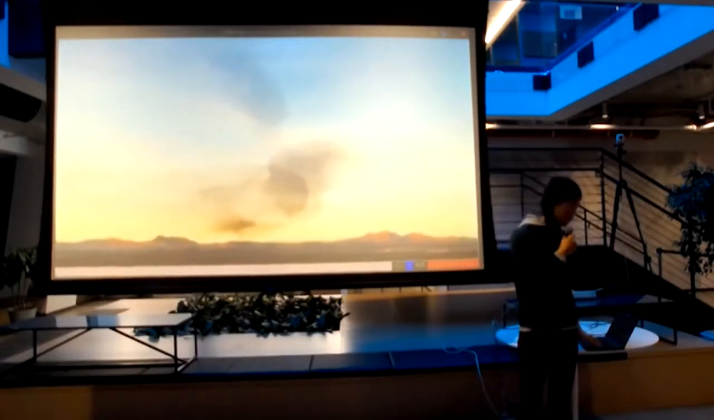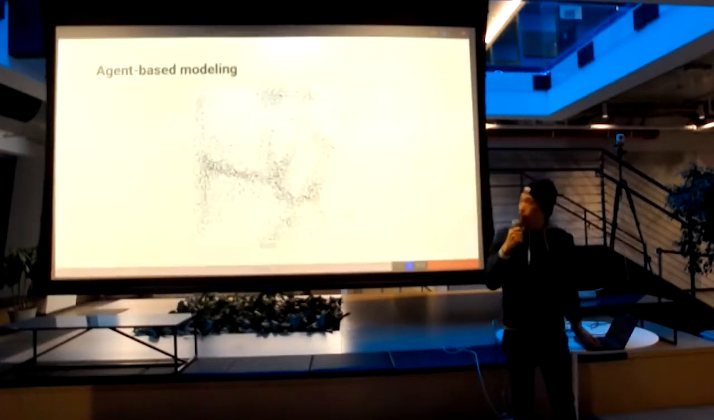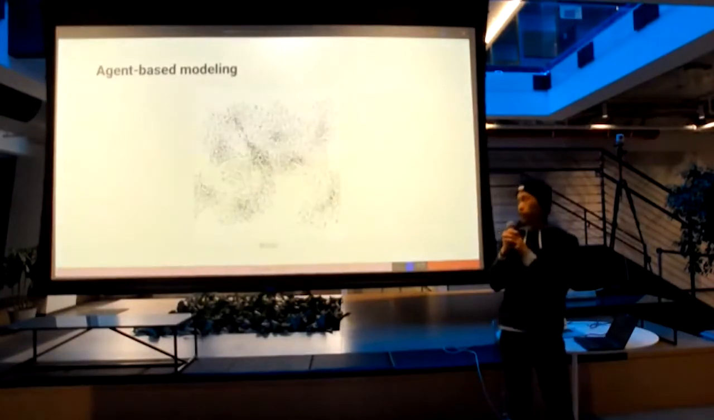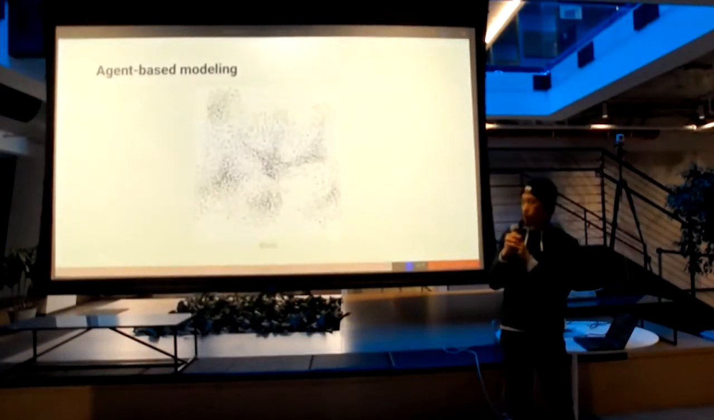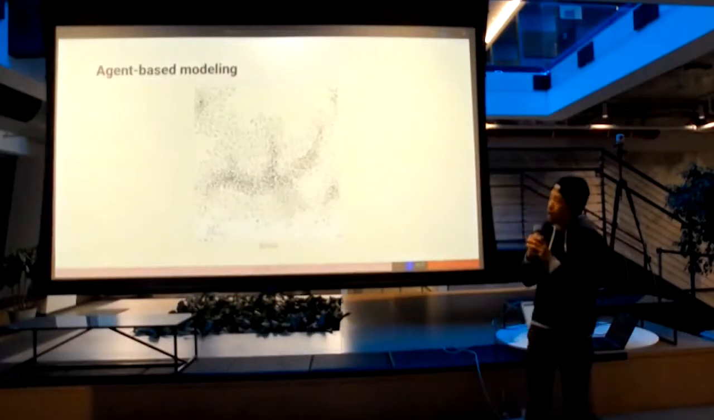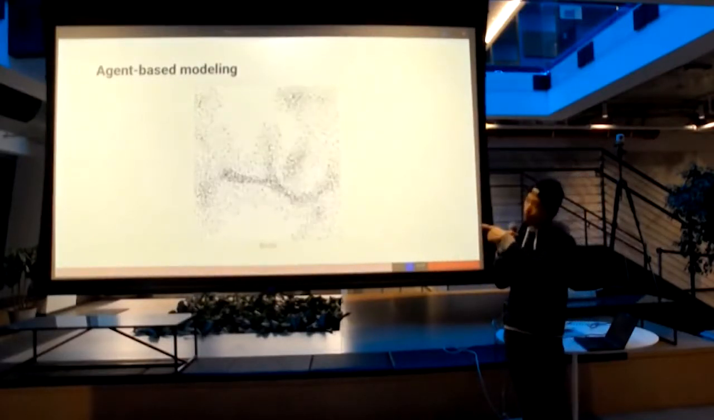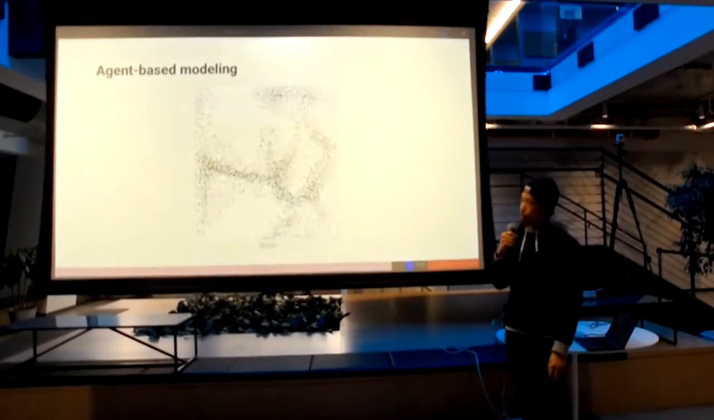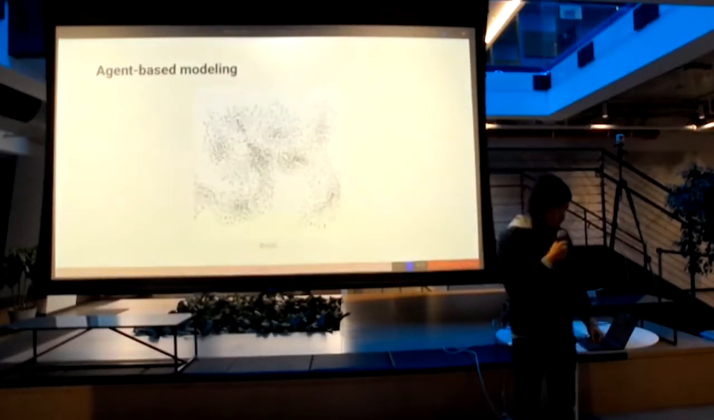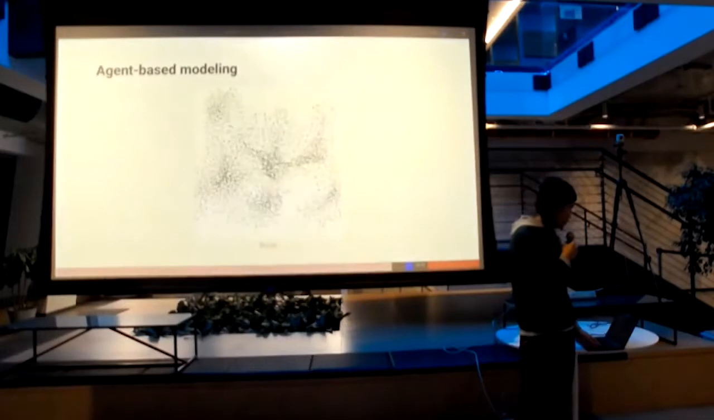So how would you model something like this? One way is this algorithm called Boids, I think initially by Craig Reynolds. You can see these little triangles are little birds, and the flocking behavior is pretty similar to what we just saw. And this is a basic example of agent-based modeling.